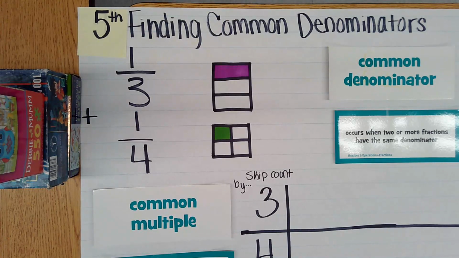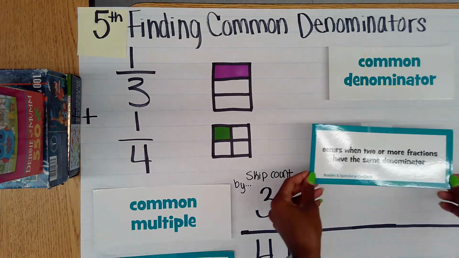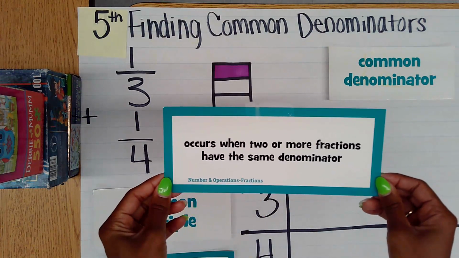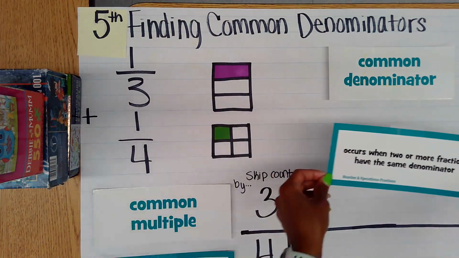In fifth grade, our entire second unit is focused on fractions. An important skill fifth graders need to learn is how to find a common denominator when you are given two fractions. So a common denominator occurs when two or more fractions have the same denominator.